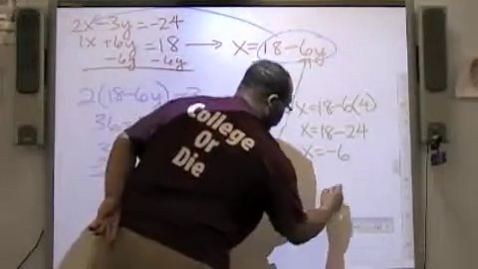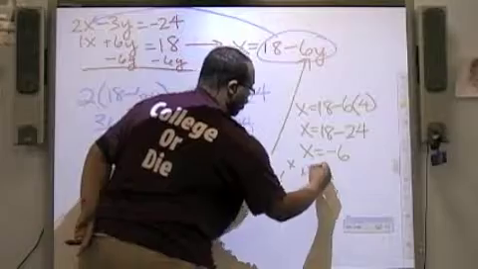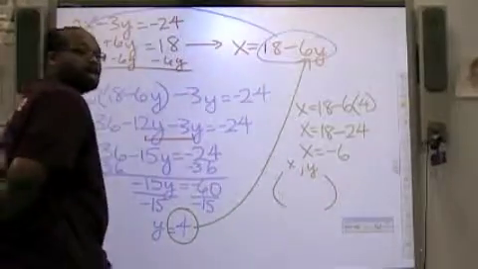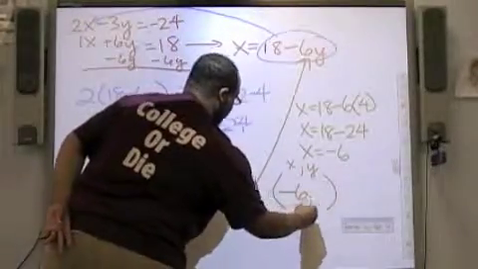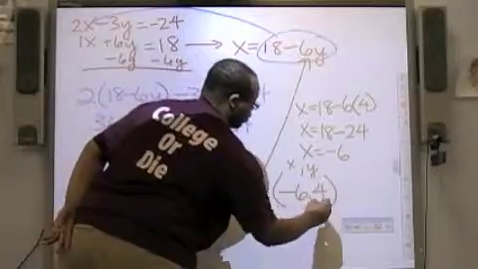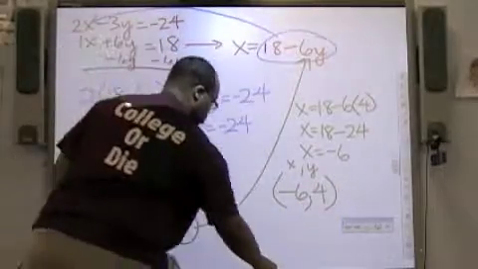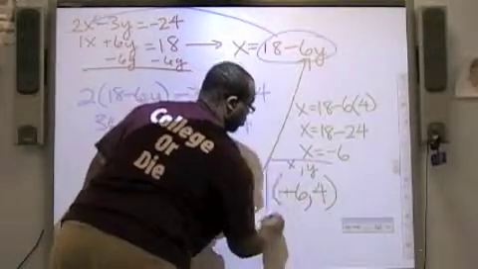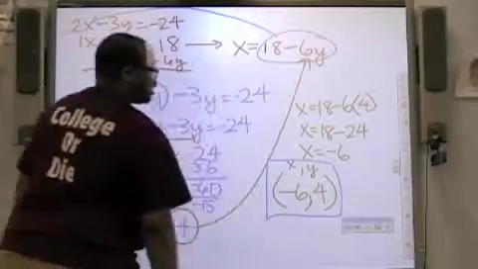And now I can write my ordered pair. Remember, when you're writing your ordered pair, your x value goes first and then your y value. And so my solution is a negative 6 for x and a positive 4 for y. And that's my final answer.